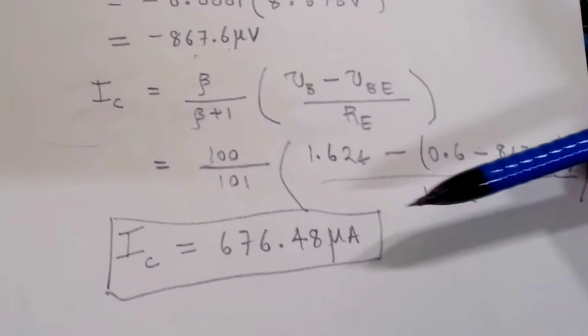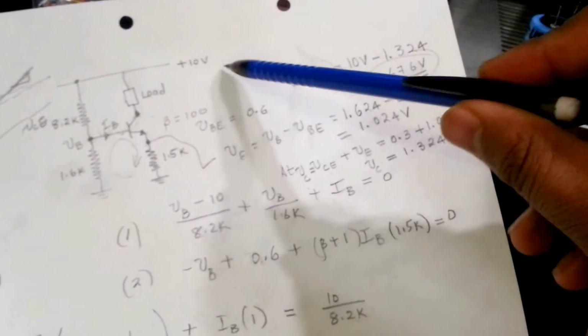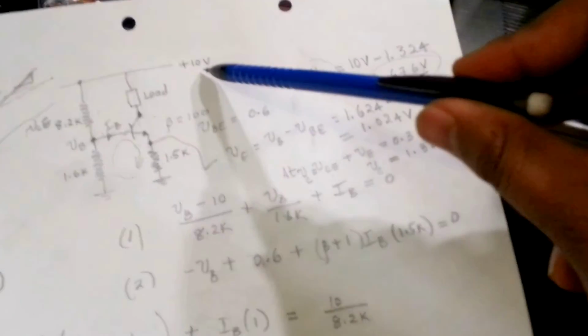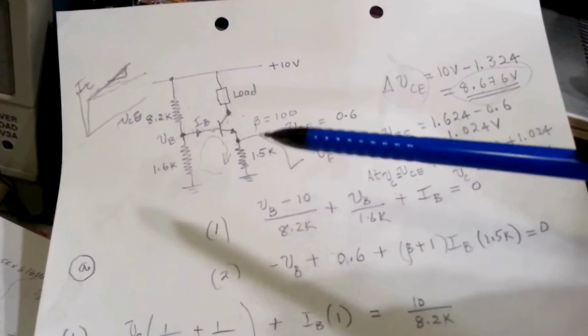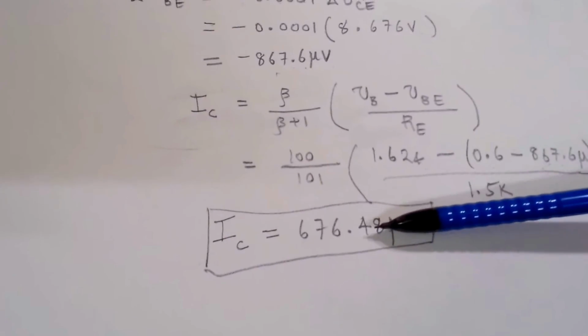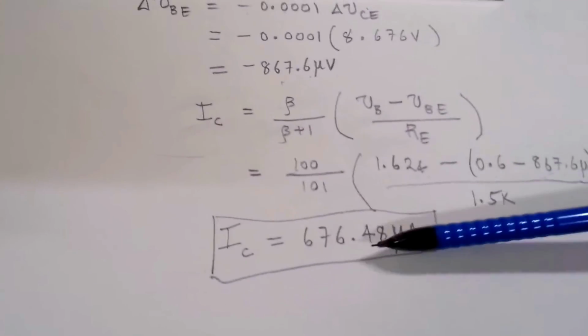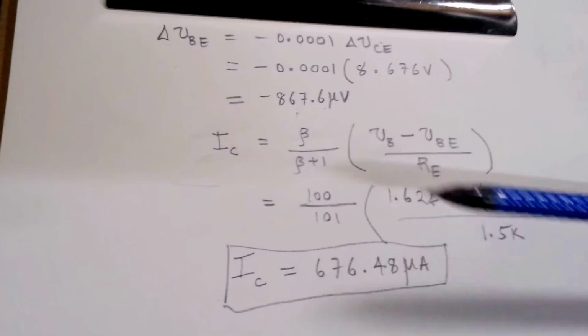But in this case, since our compliance voltage is just 8.676 volts, due to our supply voltage being not a lot, just only 10 volts, then the effect is actually not pronounced. The early effect is not pronounced that much. So our output impedance doesn't change by a lot. That's what it all means in the transistor.